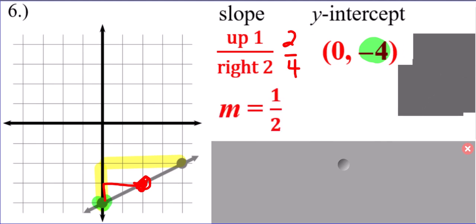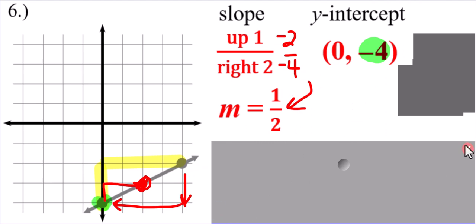And you're like, well, Mr. Underkoffler, what if I went down and then went to the left? Would that change things? Well, then you would have had a negative over a negative, and that still becomes a positive. So no matter which way you get this slope, it's going to simplify to +1/2.